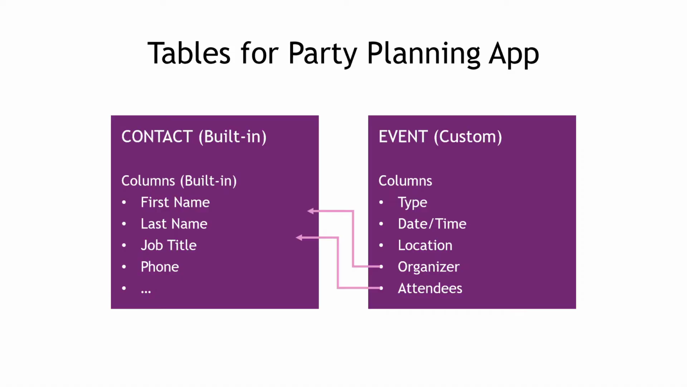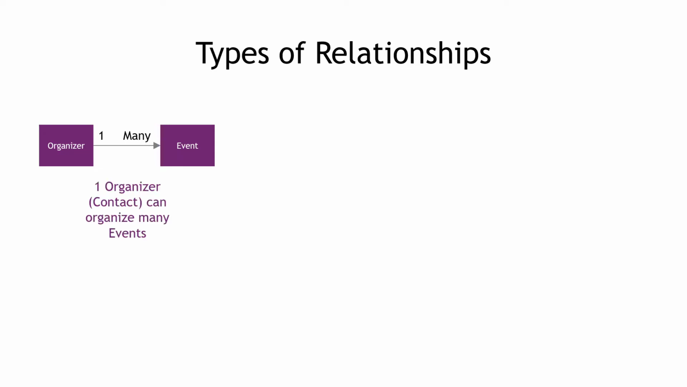You remember here we had columns for organizer and attendees, and we need to create those as well, but first let's talk about relationships. There's three types of relationships. The first is a one-to-many, also sometimes referred to as one-to-n. An example of this would be organizer to event, meaning one organizer, which we're using the contact table for that, can organize many events.